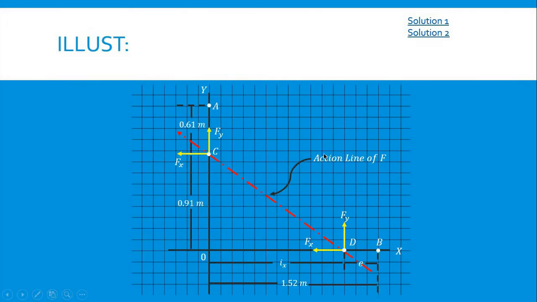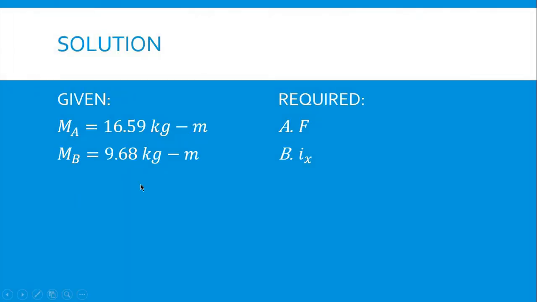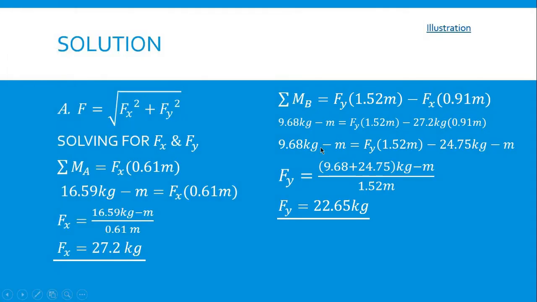So this is the illustration in the problem. The solution is: moments in A, which is equal to 16.59 kg/meter, and moments in B, which is equal to 9.68 kg/meter. The required to find is the F and the x-intercept. So the solution in finding, first, get the formula. F is equal to the square root of F of X squared plus F of Y squared.